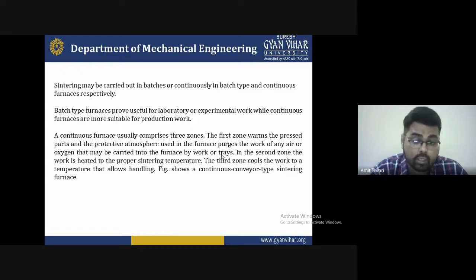After that, in the second zone, the work is heated and the proper sintering temperature is selected. Then it will be a successful part. The third one is the third zone, where we cool the work to a temperature that allows handling. The figure shows a continuous conveyor sintering furnace with temperatures.